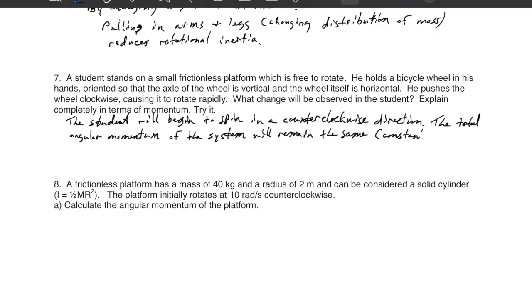So what do you think would happen if he flipped the wheel over while he's holding it? He's holding it on the axle. If he flips the wheel over, the wheel's now going in the opposite direction. The student, the system, should slow down and then reverse direction on the platform he's standing on because it needs to maintain a total overall angular momentum of 0, because that's where it started and there have been no unbalanced external torques acting.